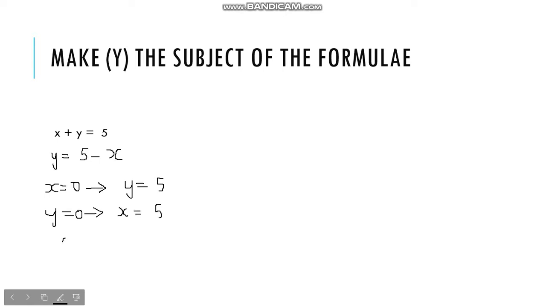And so my 2 points for this equation are (5, 0) and (0, 5). (5, 0) is on the x-axis where y is equal to 0, while (0, 5) is on the y-axis where x is equal to 0.